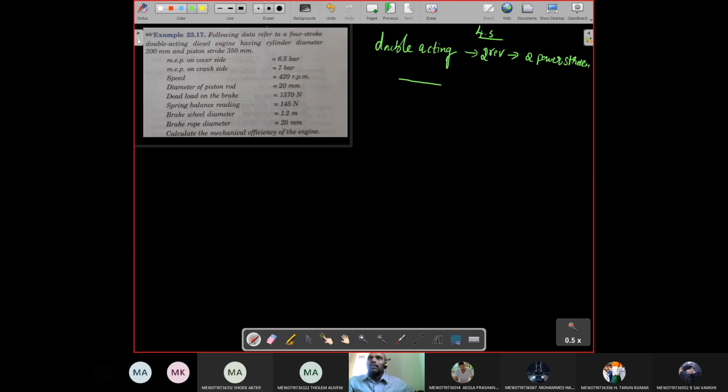Let us take this diagram for a double acting cylinder. At this end we have the connecting rod, and at this end we don't have any rod, we simply have valves, an inlet valve and an exhaust valve. Now, what will happen when the piston is moving from left side to right side?